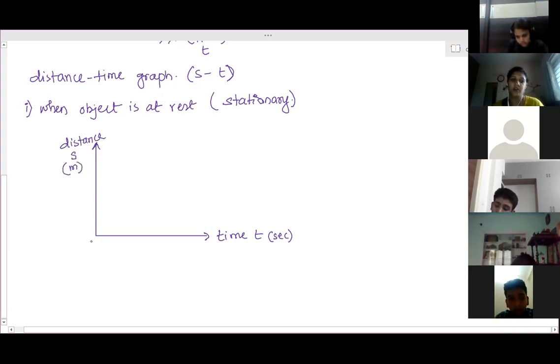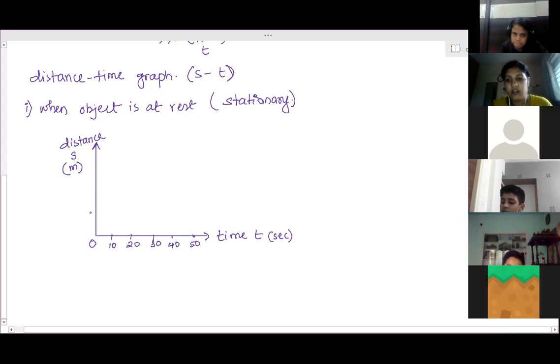Okay. It starts with 0. Then 10 seconds, 20 seconds, 30 seconds, 40 seconds, 50 seconds. Okay. Now for different time periods, if the object is stationary, then the distance covered will be 0.